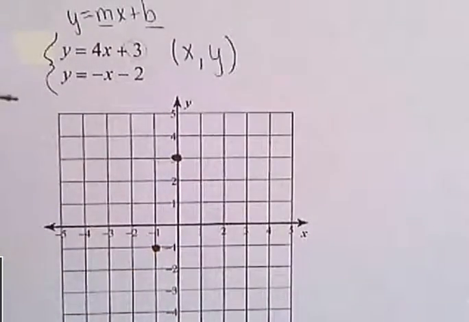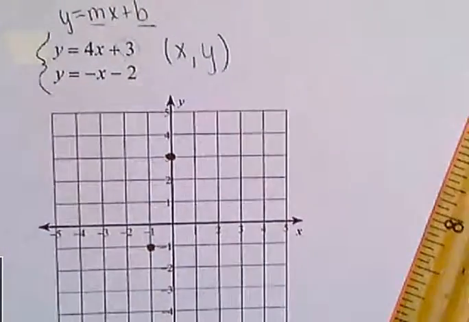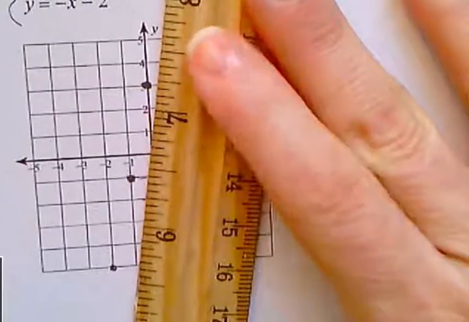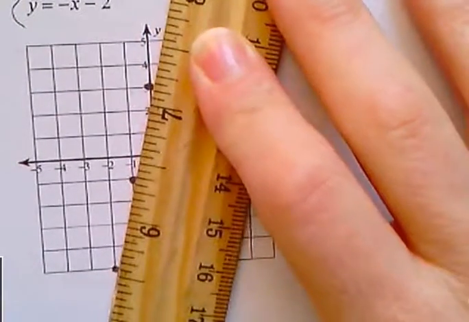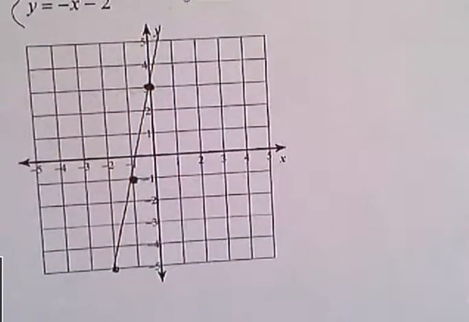So I'm going to go ahead and plot one more point, and then I'm going to draw this with a nice ruler here. All right, so there's my first line.